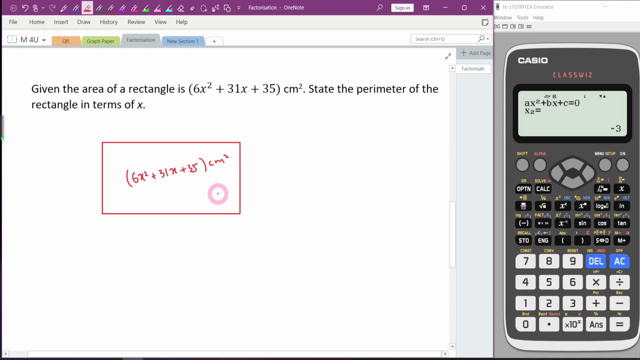If we want to find the perimeter, we need to know the length here and the width here, right? So we try to think, how do we get the area? Length multiplied by the width, right? These two things multiplied together, we get this one, right? So we are going to find out this. Indirectly, the question is asking us to do the factorization for this one. So I'm going to factorize this.